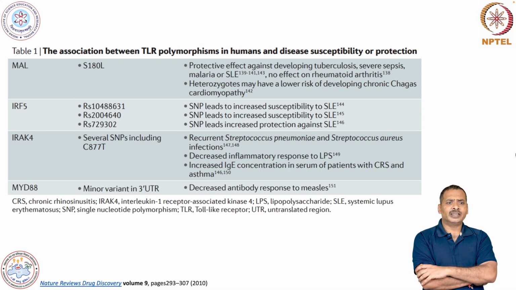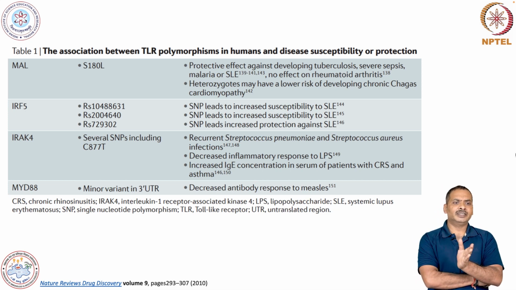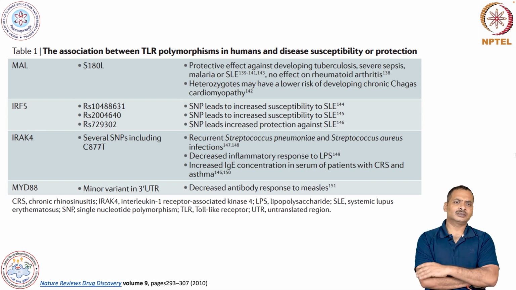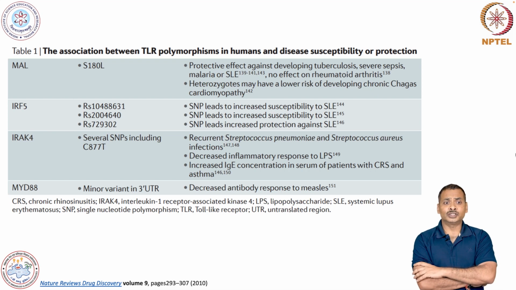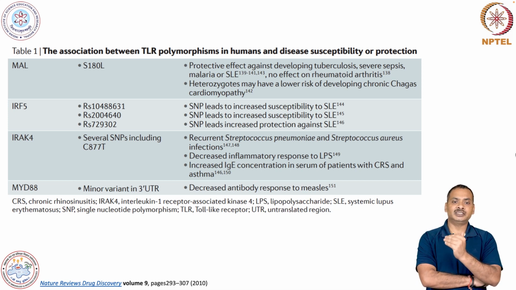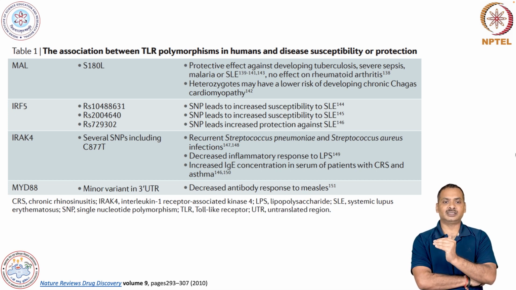Another molecule is IRAK4. There are several SNPs including C877T, where the cysteine is converted into threonine, and this is associated with recurrent Streptococcus pneumoniae and Staphylococcus aureus infection. There is a decreased inflammatory response to LPS, and there is an increased IgE concentration in the serum of patients with CRS and asthma.